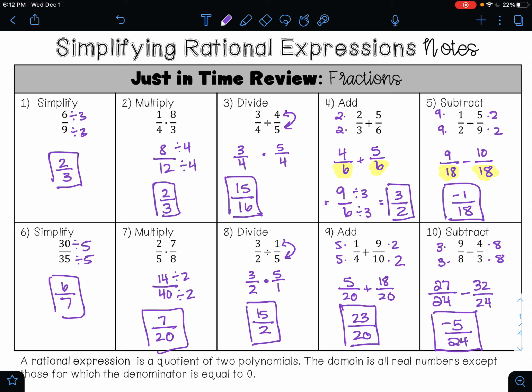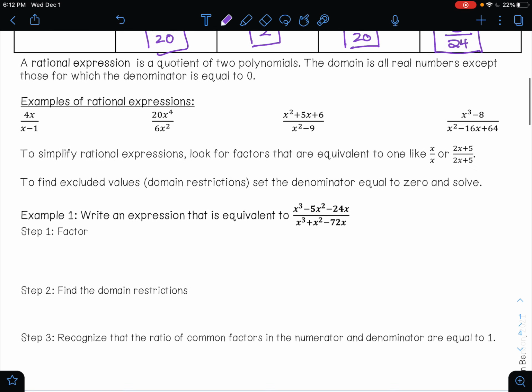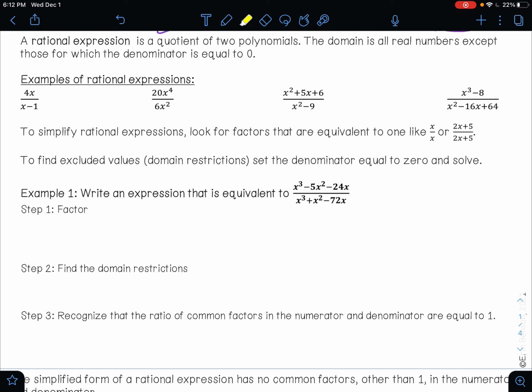Now that we've refreshed our memory on how to do operations with fractions, we're going to apply these same rules and concepts to rational expressions. So, a rational expression is a quotient of two polynomials. The domain is all real numbers except those for which the denominator is equal to 0. Down here we have 4 examples of rational expressions. You can see that they are just fractions that have polynomials in the numerator and the denominator.